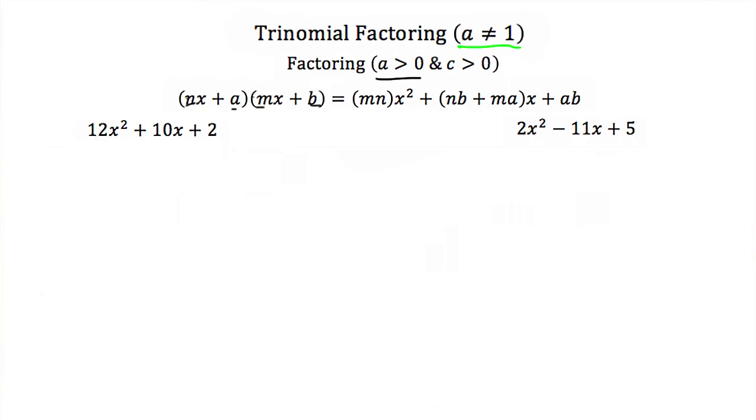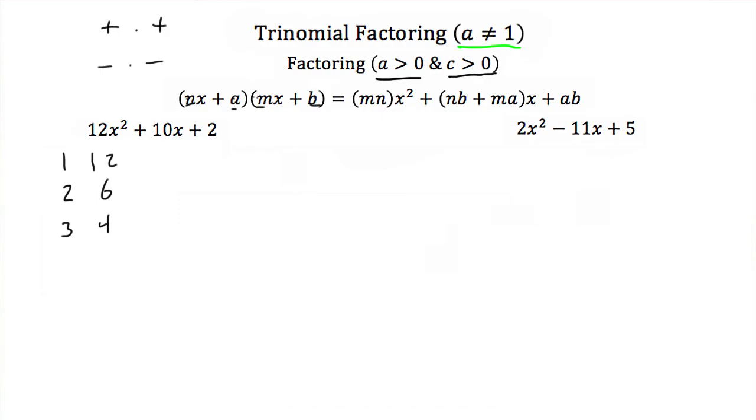So if I have 12x squared plus 10x plus 2, then the factors of 12 that I would use would be 1 and 12, 2 and 6, and 3 and 4. I would not use any negative factors of 12. Another trick is if your c, or your constant term, is greater than 0, that means that it's a positive number. And since it's two numbers multiplied together, a and b, then the only way to get a positive number is to multiply either two positive numbers or two negative numbers.